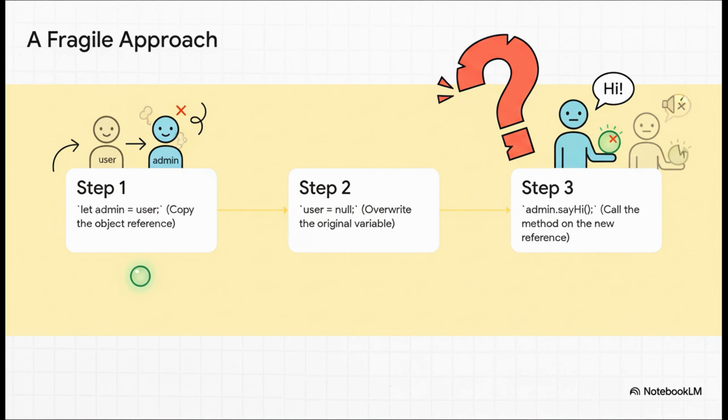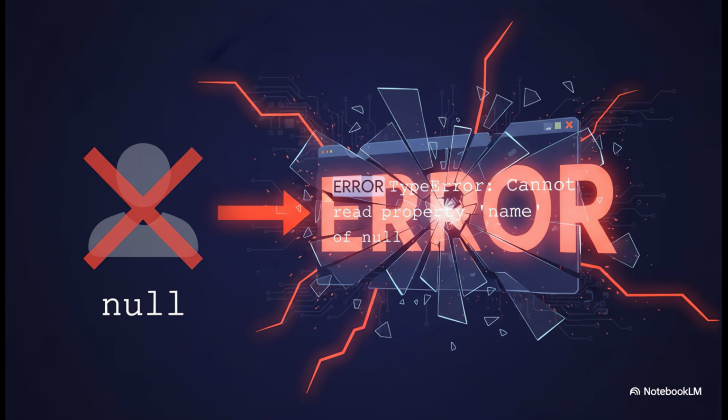First, we make a copy of our user object and call it admin. Then, just to prove a point, we're going to completely wipe out the original user variable. Now, what do you think happens when we call admin.sayHi? And boom, the code just totally crashes because the method was hard-coded to look for a variable named user, which doesn't exist anymore. And that is the whole reason this exists.